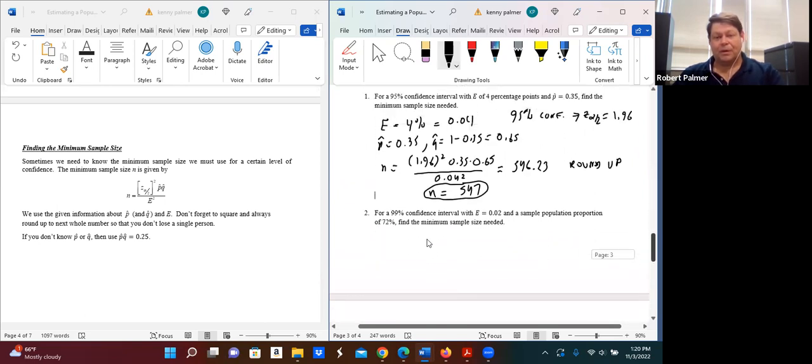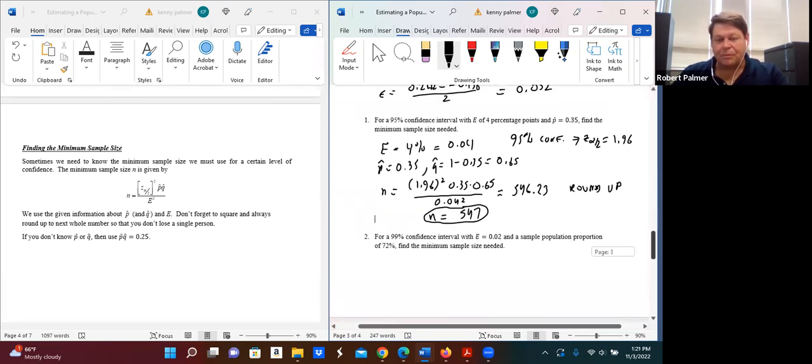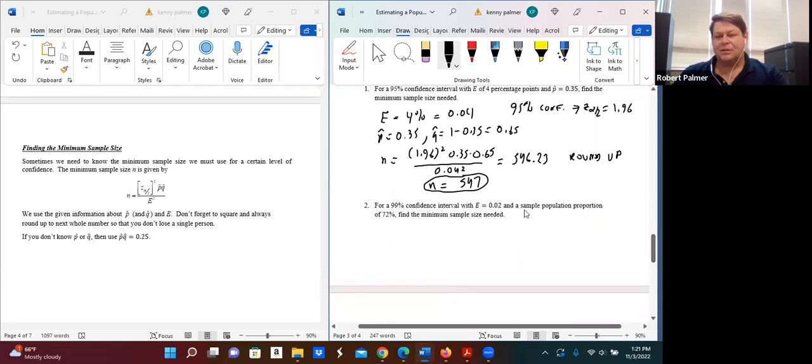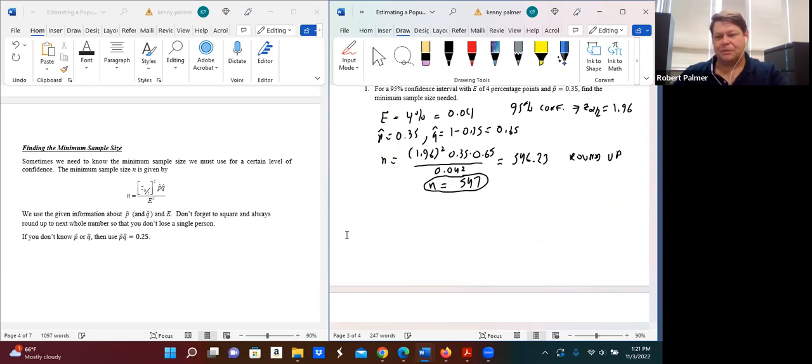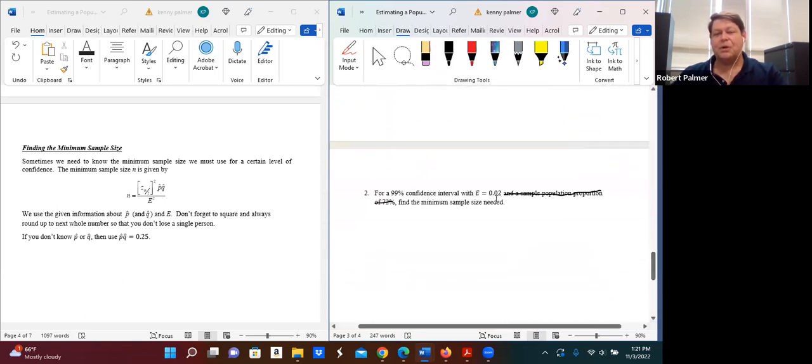Okay, let's do one more. And it looks like we're almost out of space, but that's okay. So number 2, for a 99% confidence interval with E 0.02 and a sample proportion of 72%, find the minimum sample size needed. In fact, I'm going to change this. Let's just say we don't know a sample proportion. Let's just say we know a margin of error and a confidence level. Find the minimum sample size.